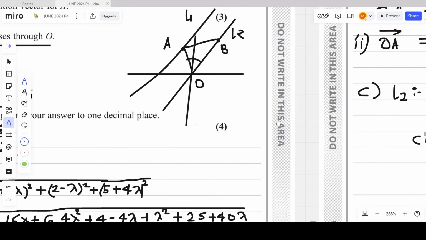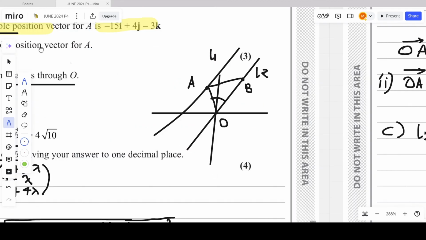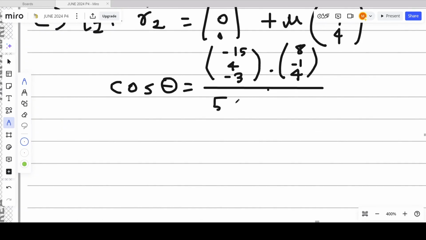Over the distance OA, which is given as 5 square root of 10, times the modulus of 8, negative 1 and 4. The modulus of 8, negative 1 and 4 is the square root of 64 plus 1 plus 16, which is square root of 81.